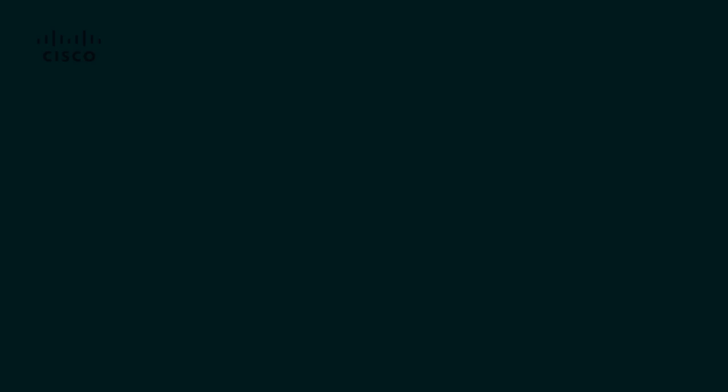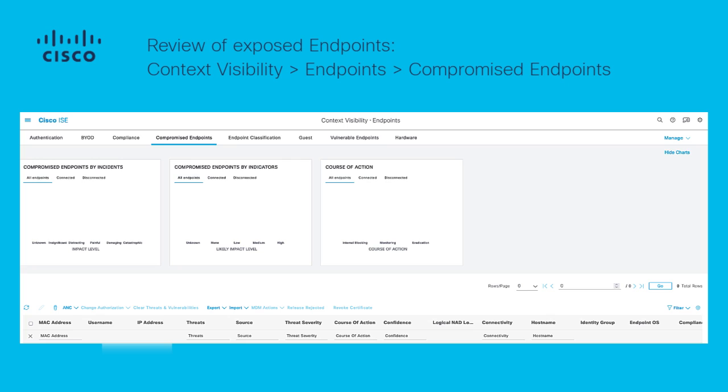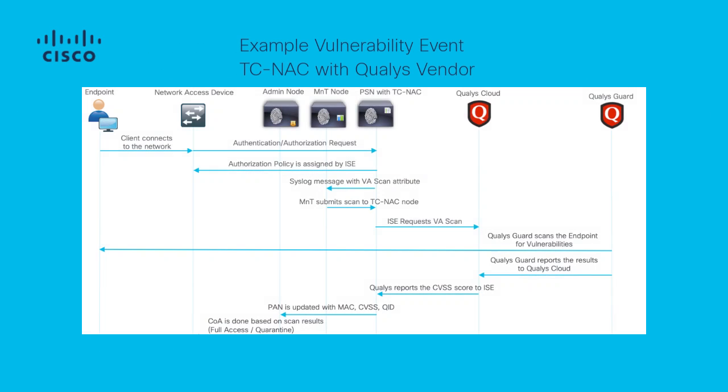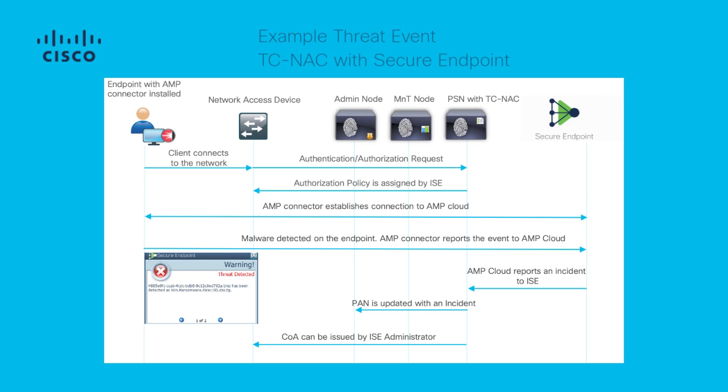When a threat event is detected for an endpoint that has been authenticated with ISE, you can select the MAC address of the endpoint on the compromised endpoints window and apply an ANC policy, such as quarantine. Cisco ISE triggers a change of authorization COA packet for that endpoint and applies the corresponding ANC policy. When a vulnerability event is received for an endpoint, Cisco ISE triggers COA for that endpoint. However, COA is not triggered when a threat event is received.